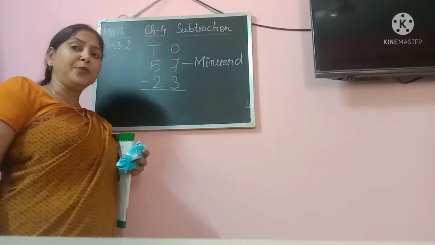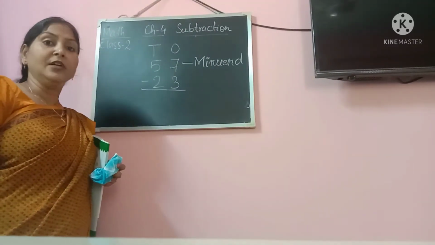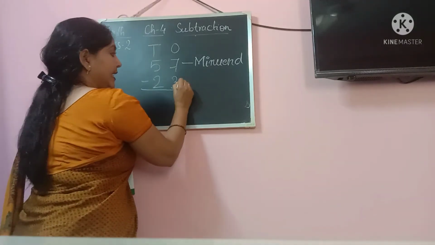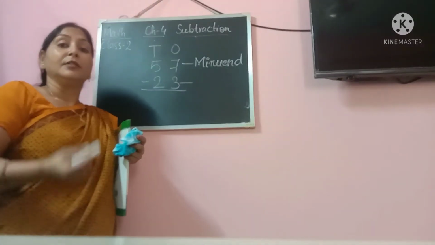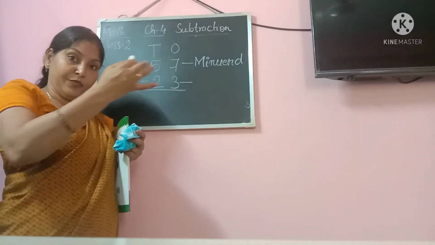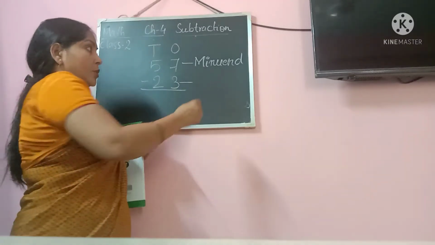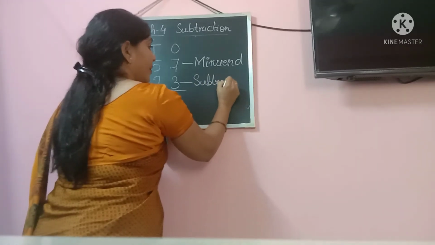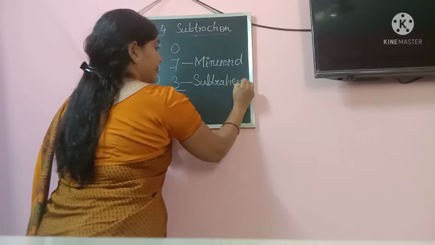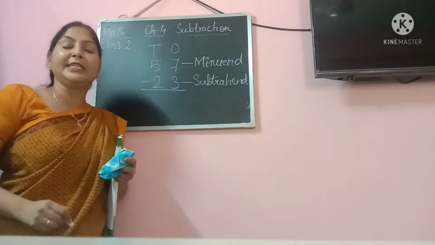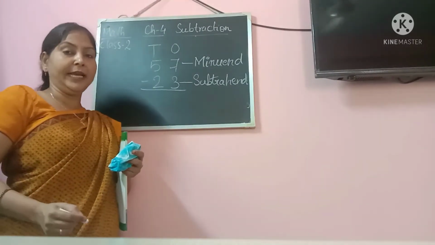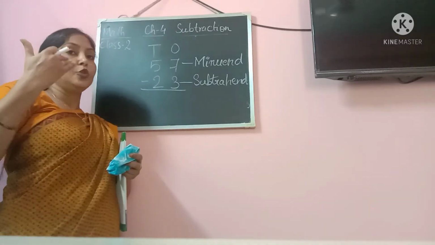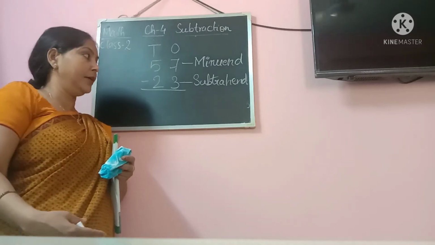So what is minuend? Minuend is the larger number from which the smaller number is being subtracted. Then second, we have the smaller number which we have to subtract from the bigger number. That is called subtrahend. S-U-B-T-R-A-H-E-N-D, subtrahend. Now what is subtrahend? Subtrahend is the smaller number which is to be subtracted from the bigger, larger number.